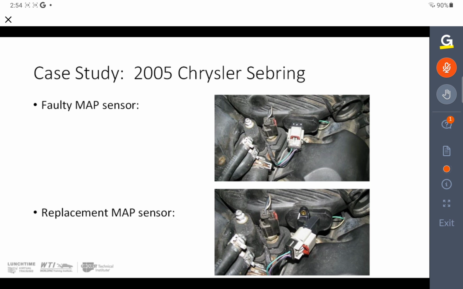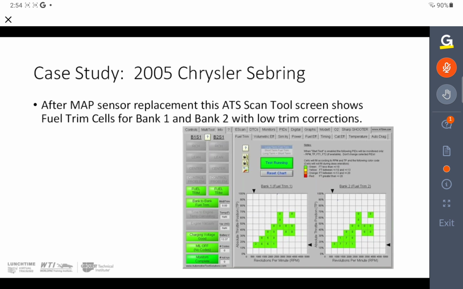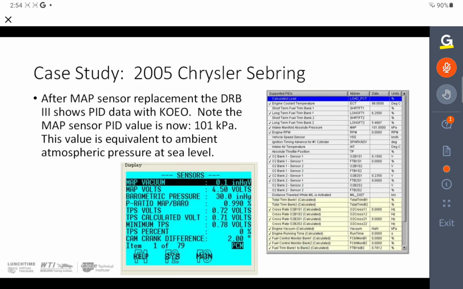We put in a new MAP sensor, and once we changed it, we did a fuel trim map again with the ATS tool. Everything looked good, everything was in control. Looking at the data PIDs, you can see now the data PID for the MAP sensor was 101 kPa with the key on, engine off. That's normal. 101, 102 kPa is sea level for barometric pressure.